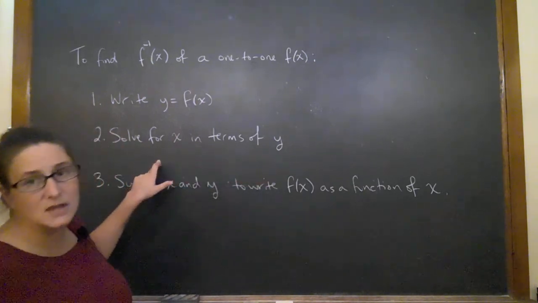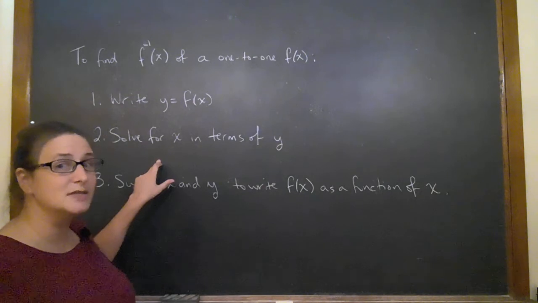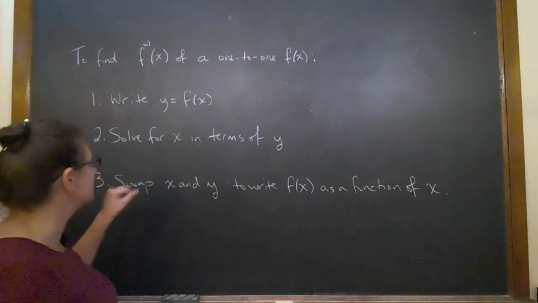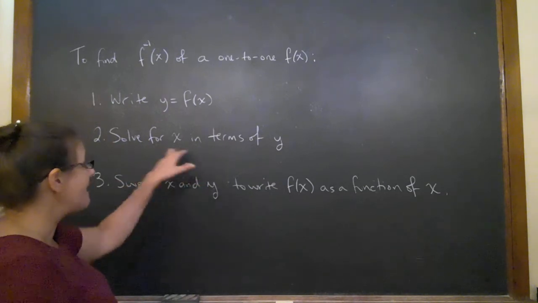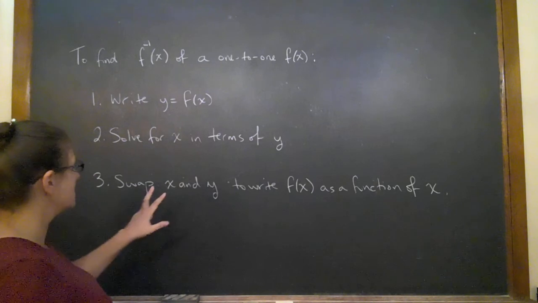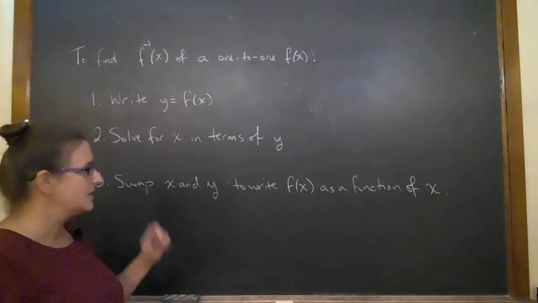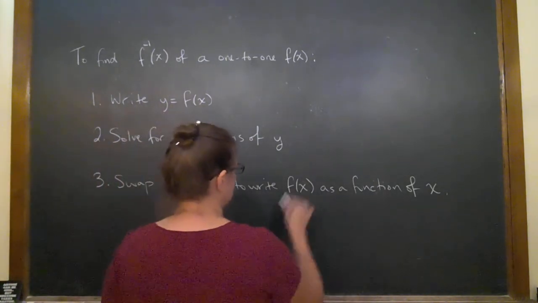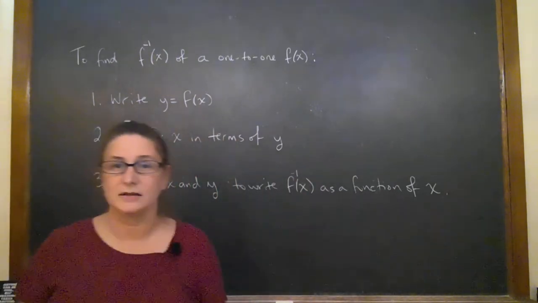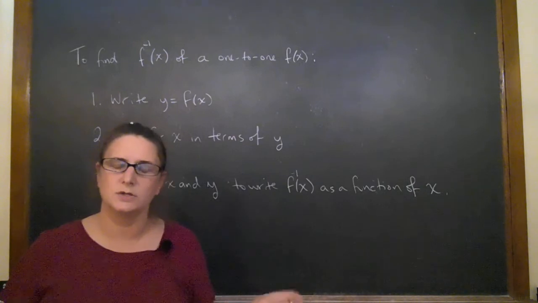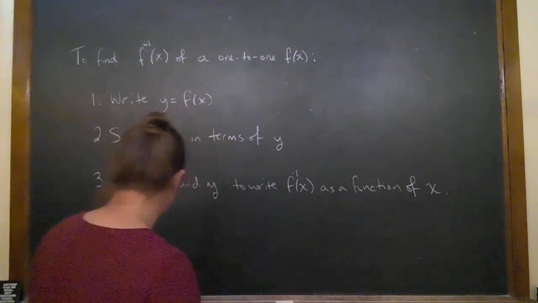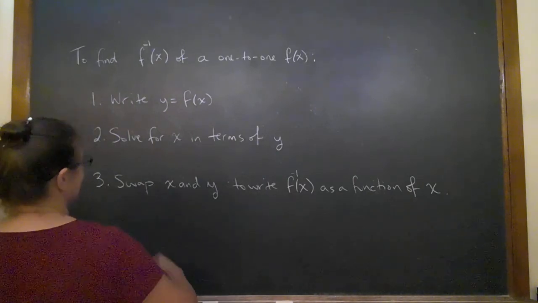This is actually the step which is the work. Sometimes it's not easy at all to do, but I won't give you any that are really awful. And then after you've got x written as a function of y, you want to swap the x and y, because this should say f inverse, to write f inverse as a function of x. Because remember, we always like to use x as our independent variable. So let's do an example where we do this.